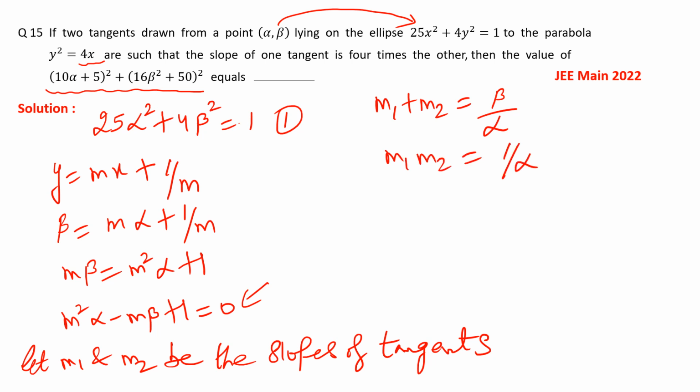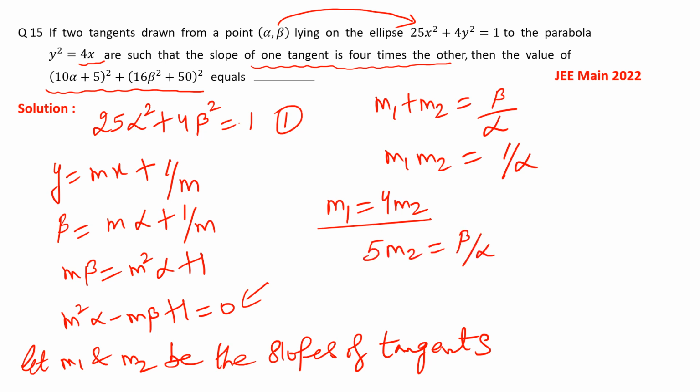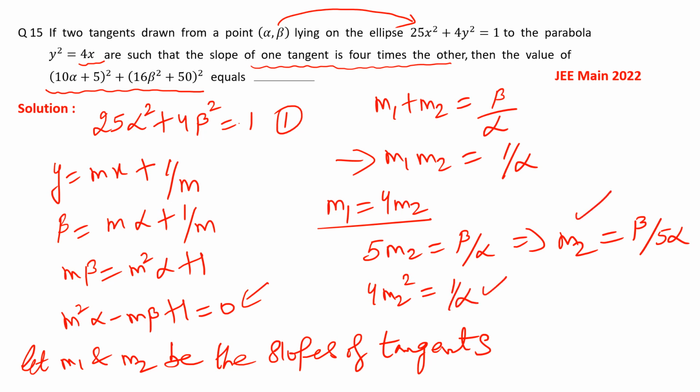Now students, we are given that a slope of one tangent is 4 times the slope of another tangent. So this clearly means m1 is equal to 4m2. So m1 plus m2 will become 5m2, which is equal to beta by alpha. Or from here I can say m2 is going to be equal to beta upon 5 alpha. And if I put m1 equal to 4m2 in the second equation, I will be getting 4m2 square equal to 1 upon alpha.